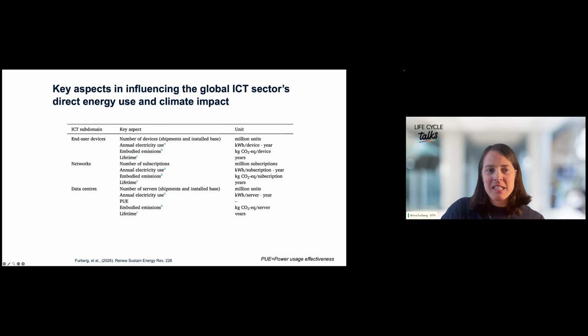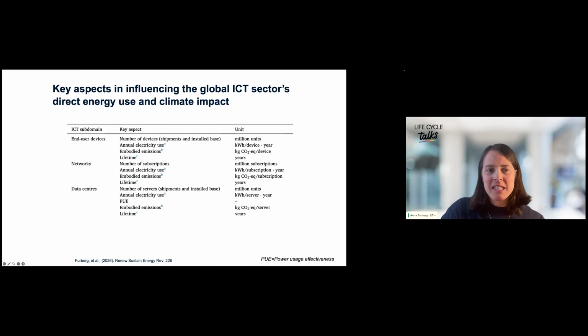And the Dublin, Ireland example, it didn't happen by chance. So incentives were put in place to make it attractive to invest in data centers. So there are things that we can do here, decisions to make.